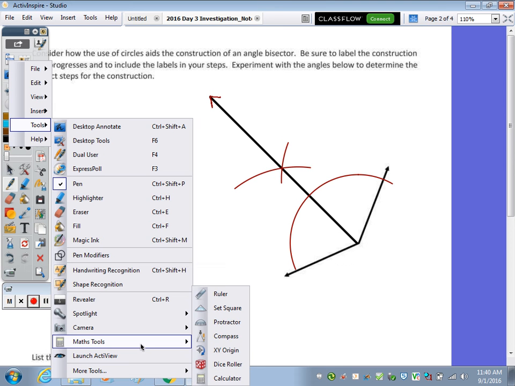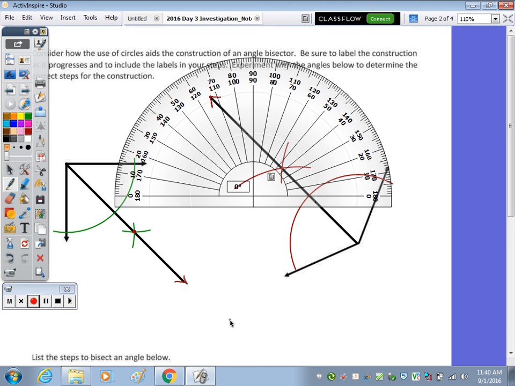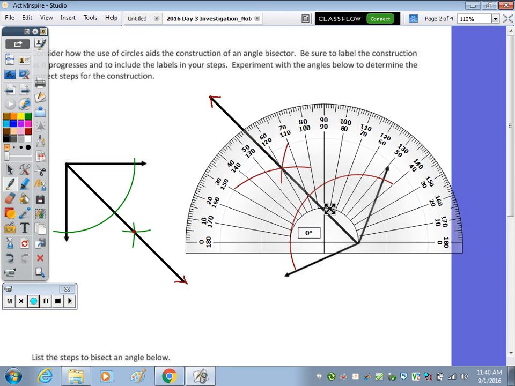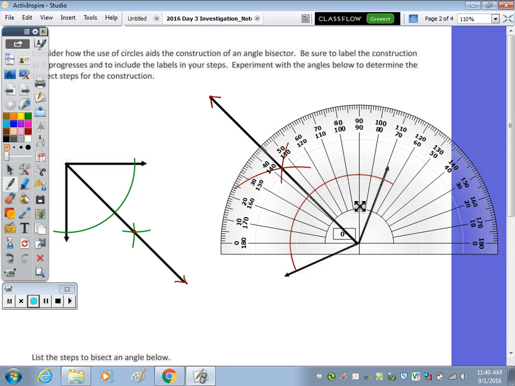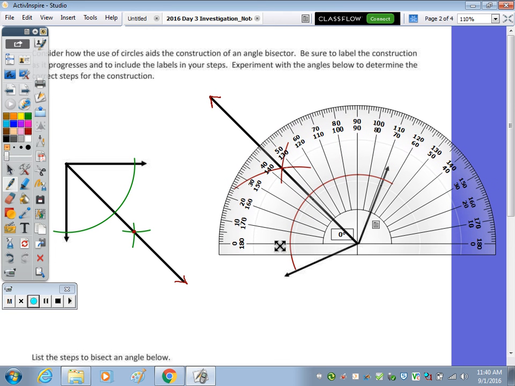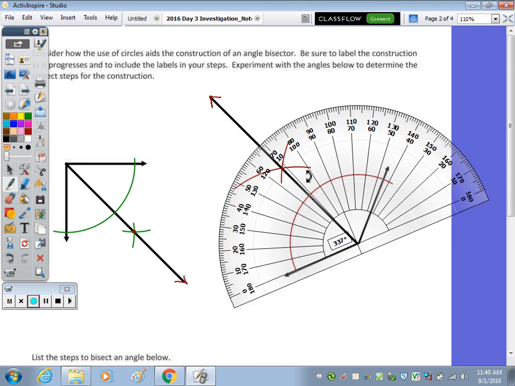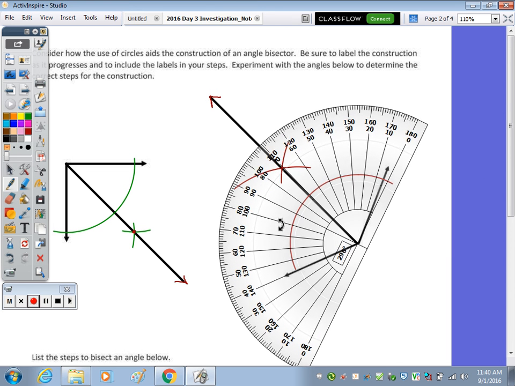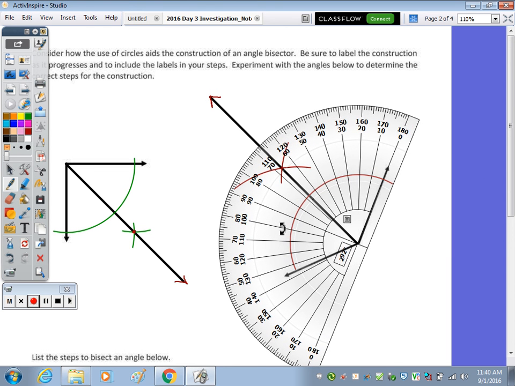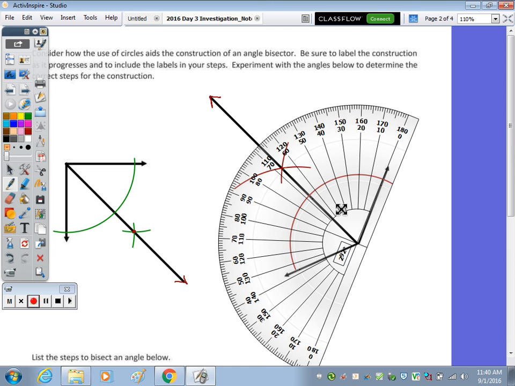Math tools, protractor. Okay, so bear with me. You can take a moment, pause my video, line up your protractor and measure. I'm going to start by measuring the given angle first, so I know how large it is, to see if I did bisect it correctly. I'm pretty close. I've also done this on paper, rather than up here on the board. I get that right there.